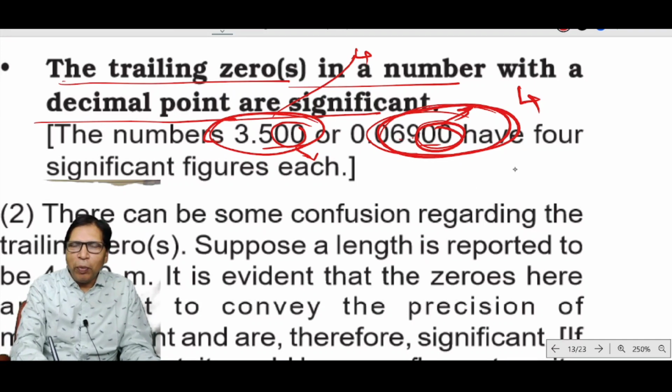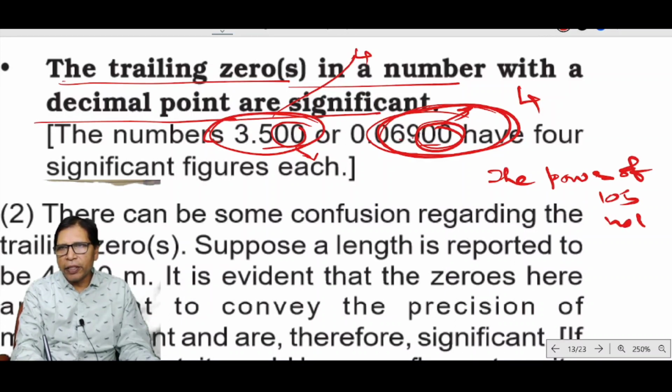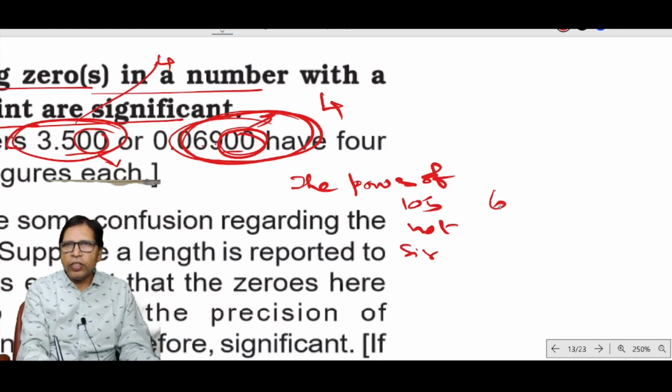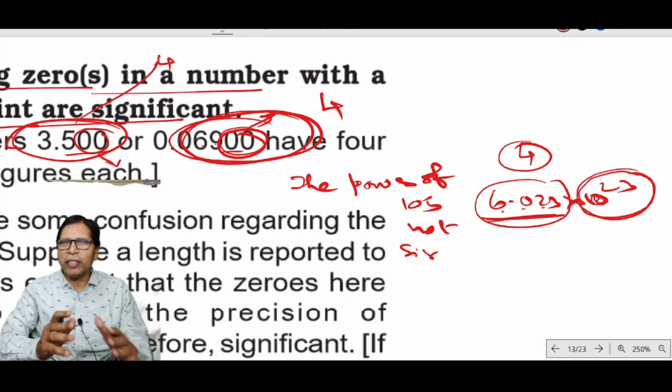Now next, the power of 10 is not significant. Look at this: 6.023 into 10 to the power 23. The power of 10 is not significant. So here the significant figures are 6.023, which is 4. So it has 4 significant figures.